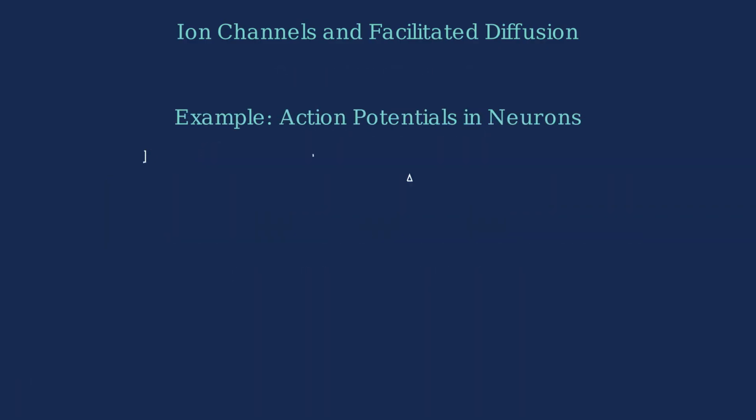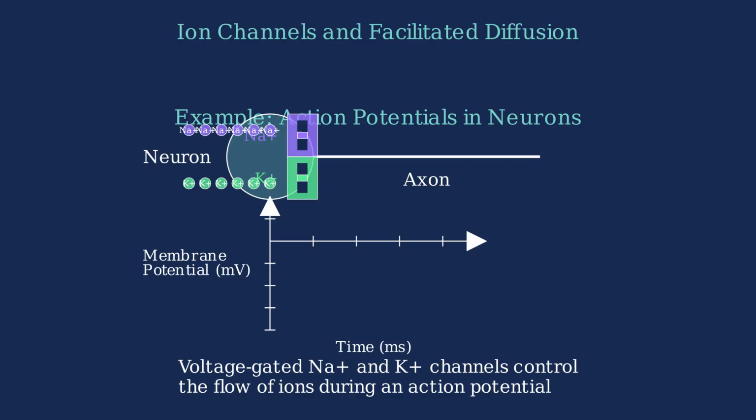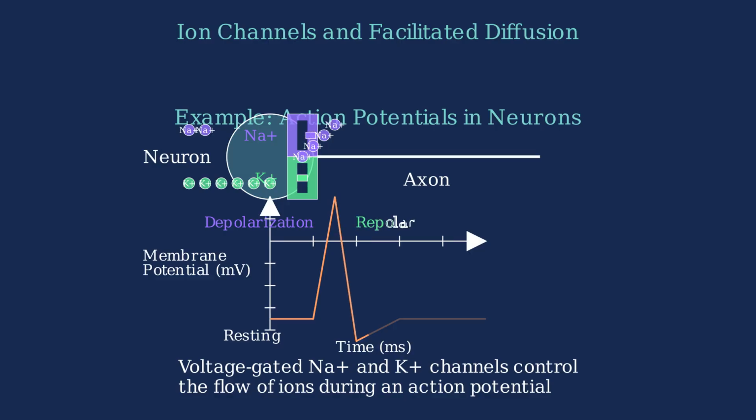One of the most important examples of ion channels in action is the generation of action potentials in neurons. Neurons contain voltage-gated sodium and potassium channels that open and close at different times to generate electrical signals. During an action potential, sodium channels open first, allowing sodium ions to rush into the cell, causing depolarization. Then potassium channels open, allowing potassium ions to exit the cell, causing repolarization and a return to the resting state.